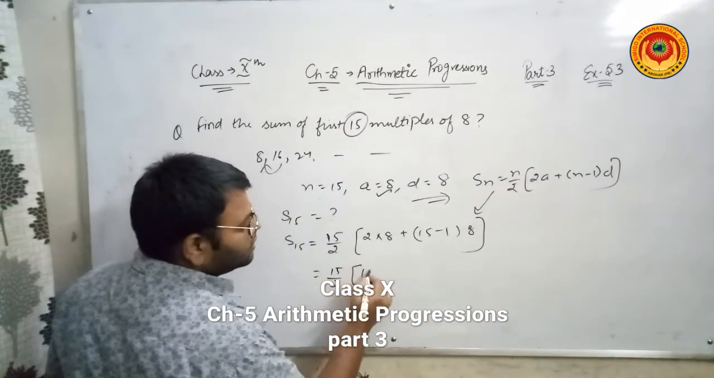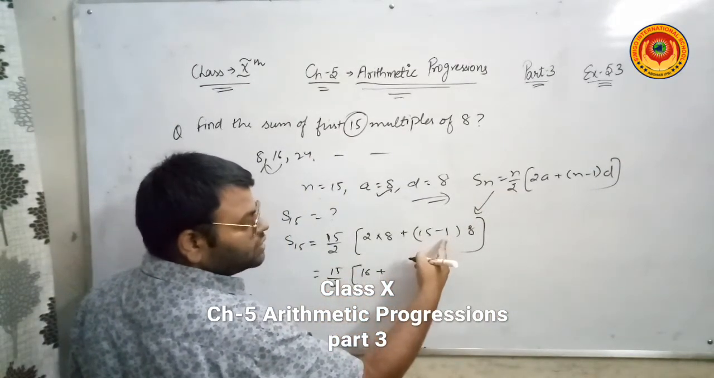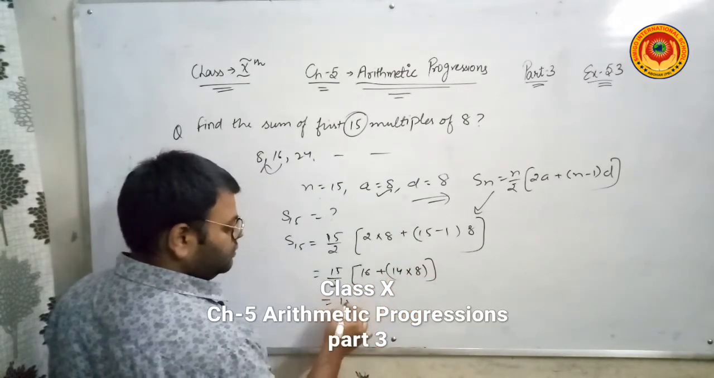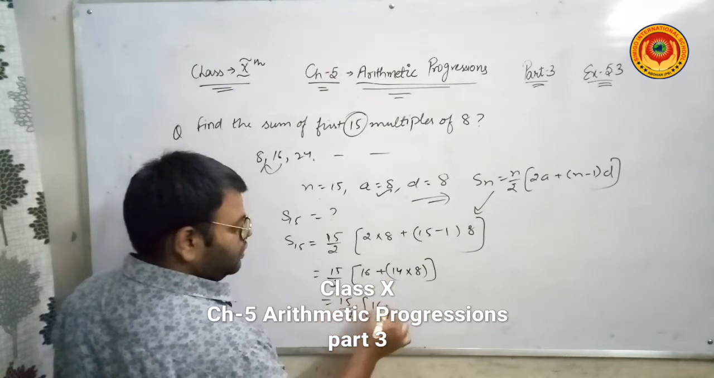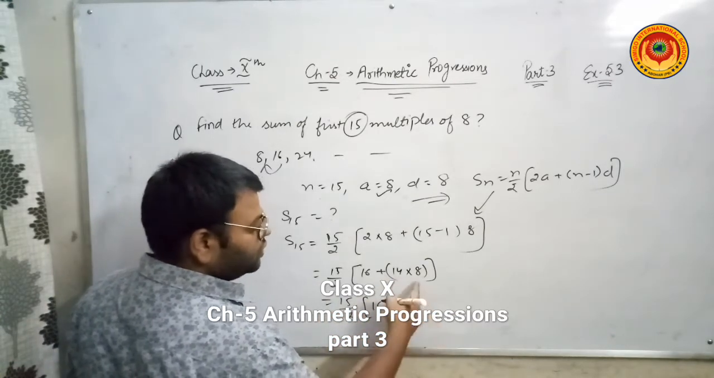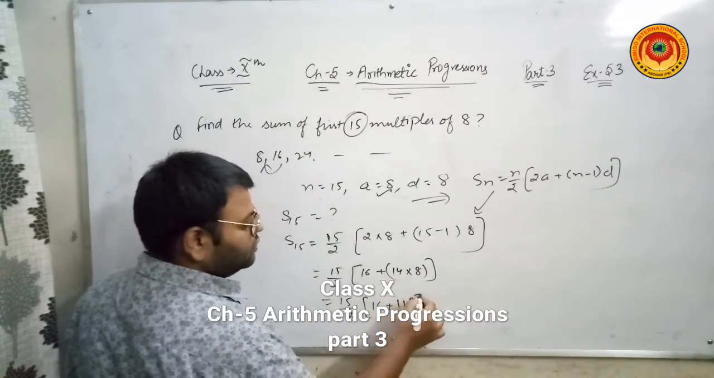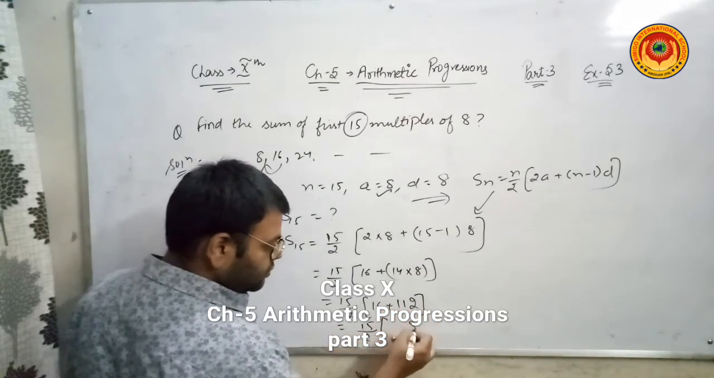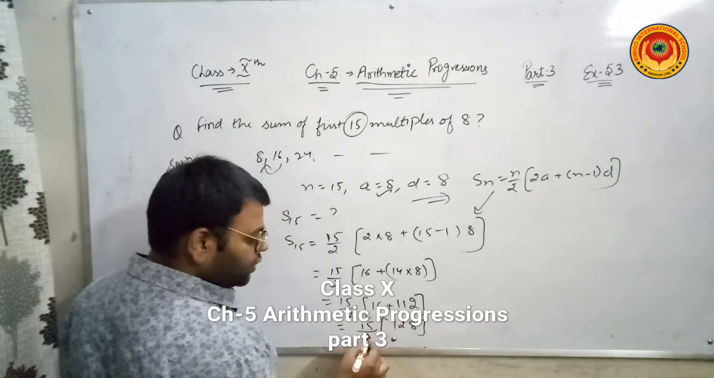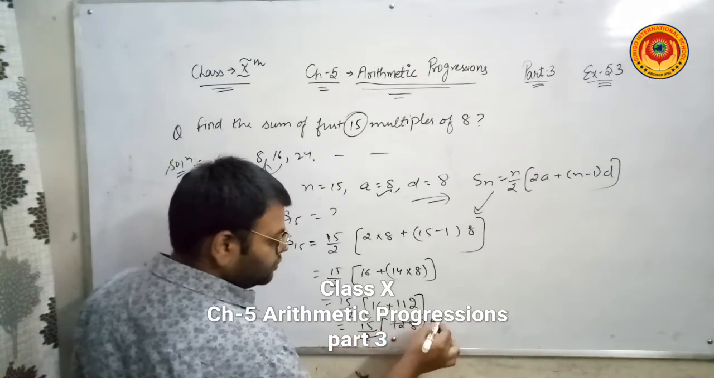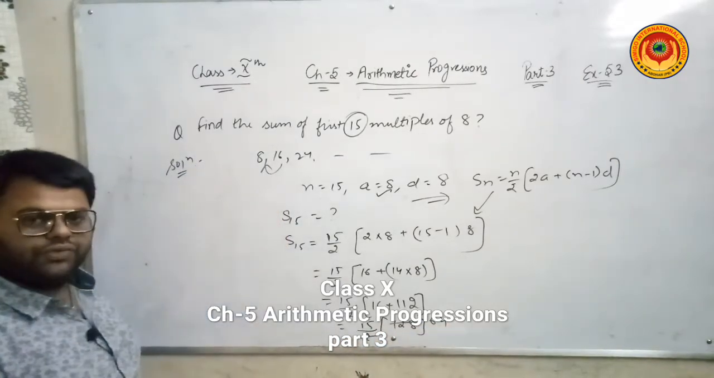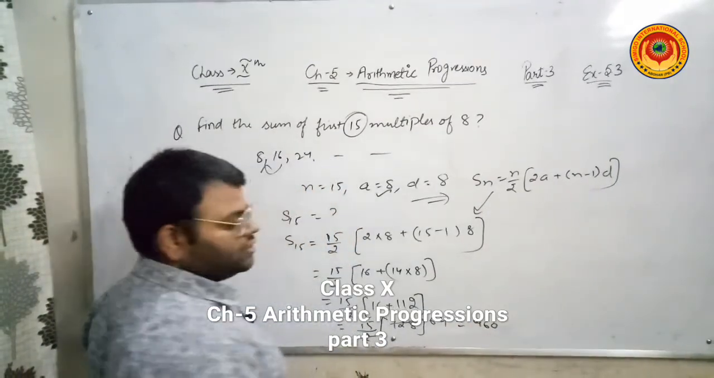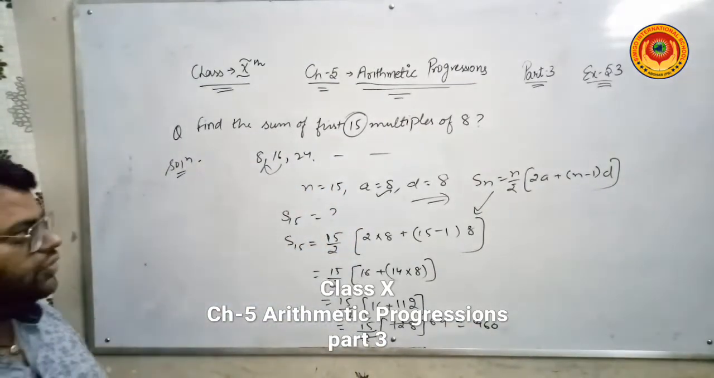Yes, 2 8s are 16, 15 minus 1, 14 into 8. 4 8s are 32, 3 8s are 24, 1 is 8, or 3, 11. Add these two terms, it becomes 128, cut with 2, 64. So 15 into 64, this is your 960. Okay, very easy question.